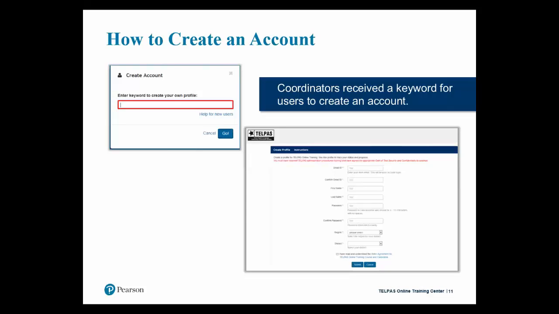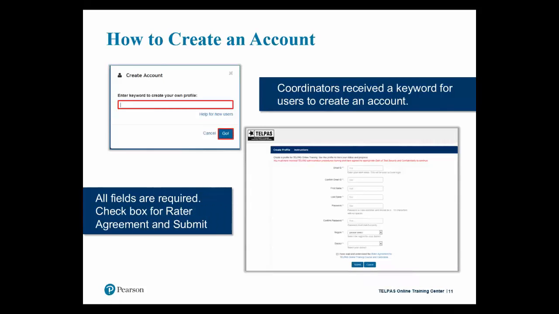Next, here on the right-hand side of the screen, we'll see after a user enters their keyword and selects Go, they will have their form to fill out. And all of the fields that have the red asterisks are required. They'll enter in their email ID, confirm their email, enter their first name, last name. They'll also create and confirm their password, enter their region and district, and below that they have a checkbox that has to be checked there, indicating their rater agreement, that they've read and understand the rater agreement for TELPAS online training course and calibration.